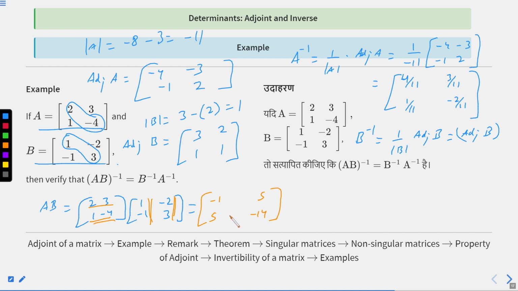Now AB inverse will be, first of all, let me find the determinant. So the determinant will be 14 minus 25. This will be minus 5 and 6, 11. Okay, minus 11. So far so good. Now the adjoint of the AB matrix will be what? As you can see, just replace these main diagonal positions, and put a minus sign extra on the remaining elements. Okay, you got the adjoint of AB. Simple. And now just find the inverse.